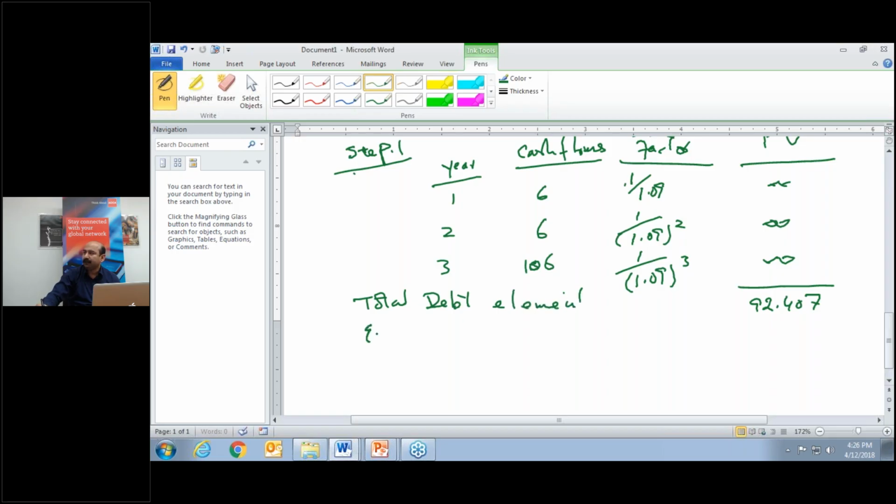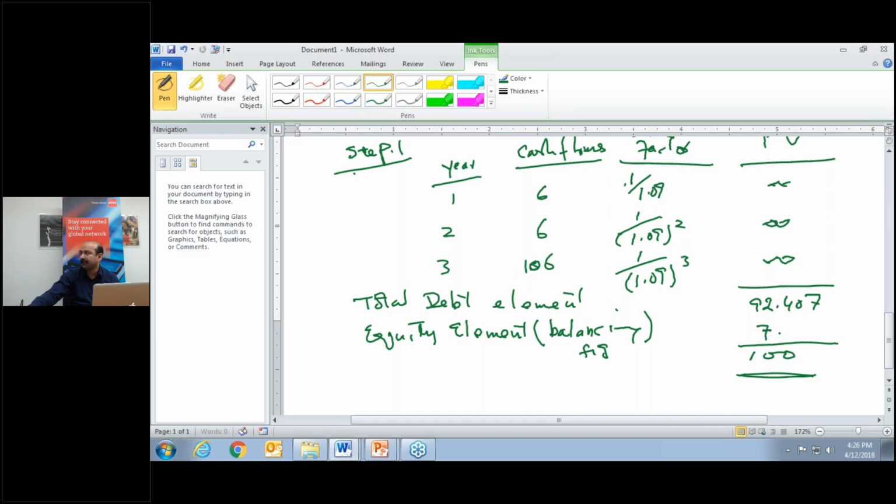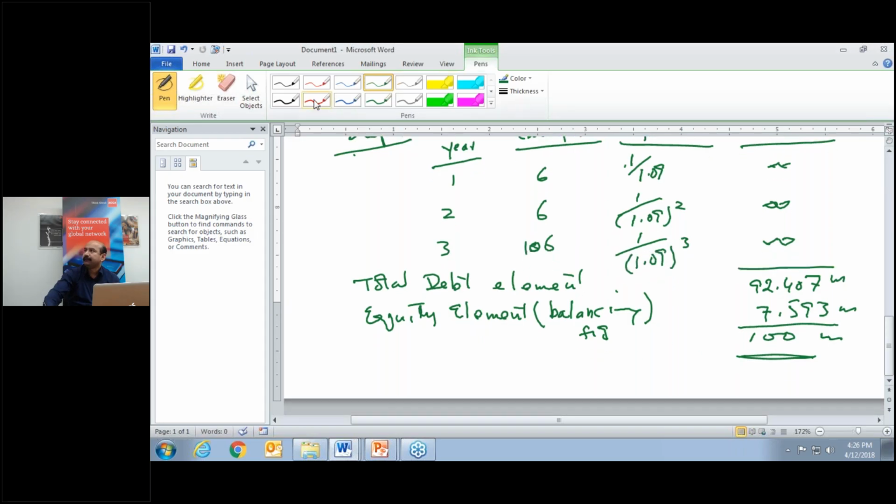And the equity element is the balancing figure. That is the difference, 92.405, okay, fine, thank you very much. And this will become 7.593. Of course, all figures are in million. So this is basically the equity element. So this is something normal.